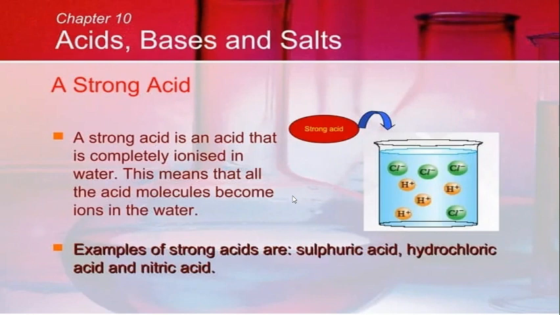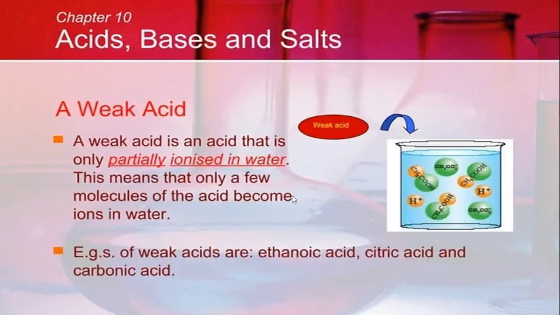So a strong acid is an acid that is completely ionized in water. This means that all the acid molecules become ions in the water. Examples of strong acids are sulfuric acid, hydrochloric acid, and nitric acid.